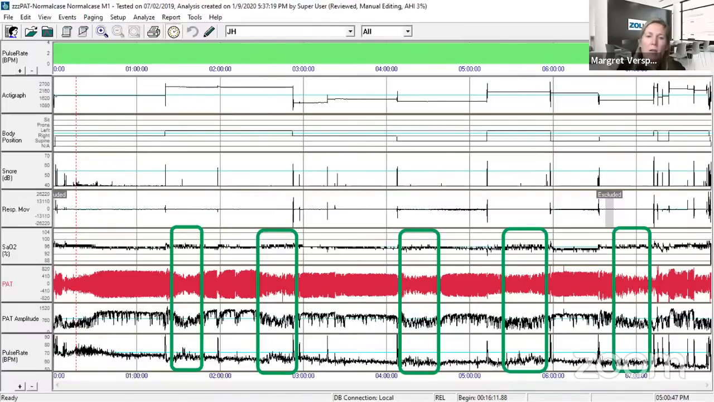So what we can see here also is that in the first part of the night till 4, we have less REM sleep, more deep sleep. In the second part of the night, there were more REM periods and some less deep sleep. So this is actually a very nice reflection of a normal sleep only based on the PAT signal.